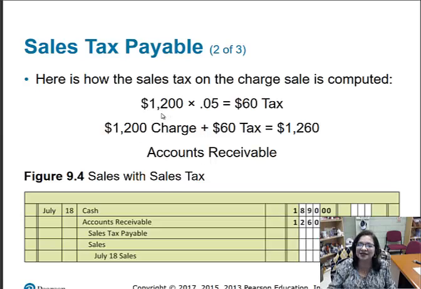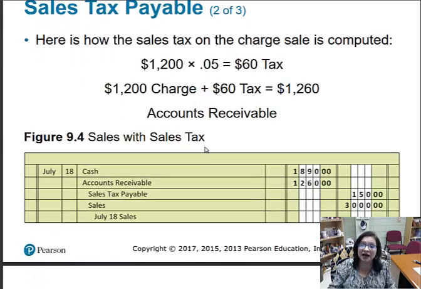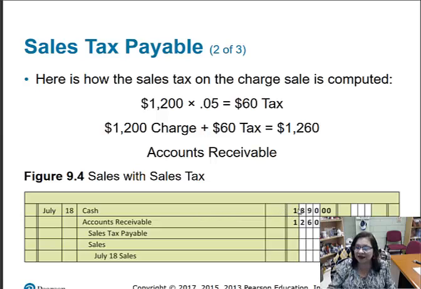So let's now say that something was sold for 1,200 times the 0.5, $60 worth of tax. So the total sale is 1,260, and it's going to be on accounts receivable. So, okay, we're now showing both. This was sold for cash. This was on accounts receivable. So this sale is debited to cash. This is debited to accounts receivable.